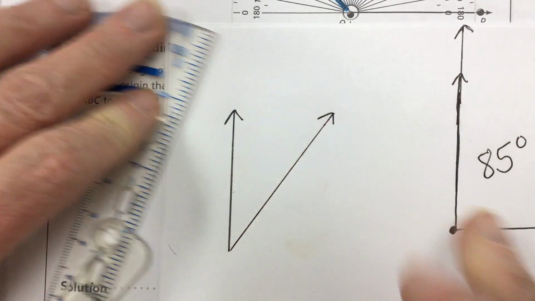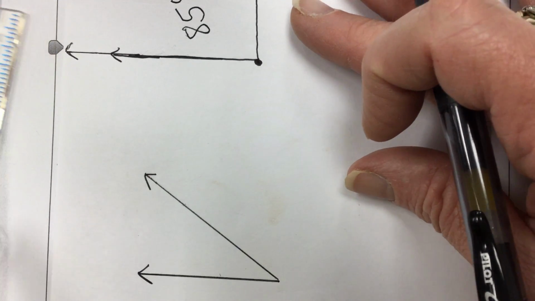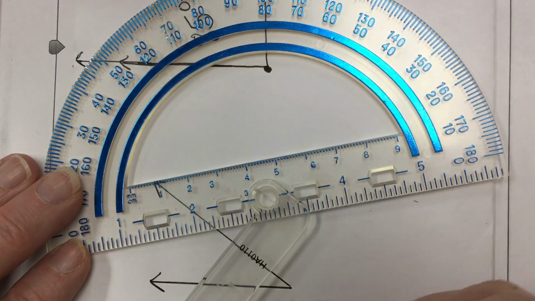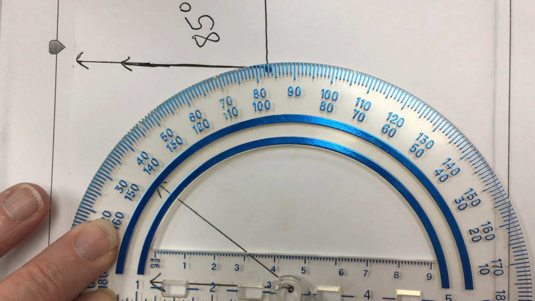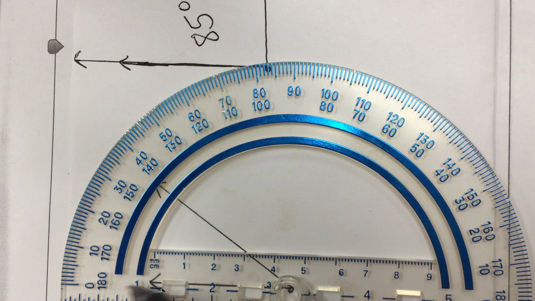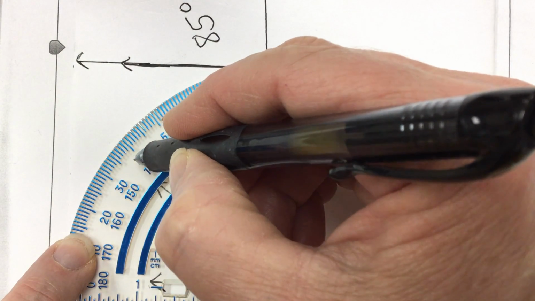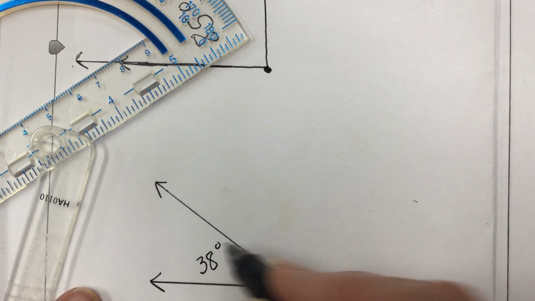Okay. All right, so this time I drew this angle. What I need to do is place my hole right at the vertex here and line it up with your initial ray. Now, wherever the initial ray is touching, that's the scale that you use with 0. So this angle is 0 degrees right here, 10, 20, 30. Looks like we're about maybe 37, 38 degrees, somewhere in between 30 and 40. So this angle is about 38 degrees.